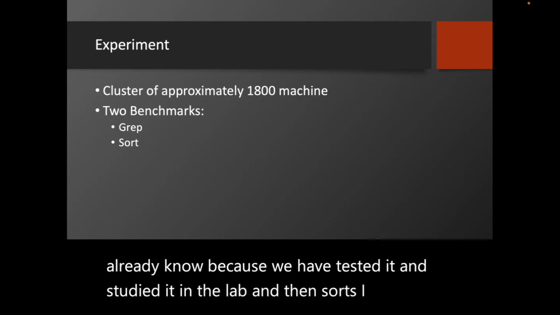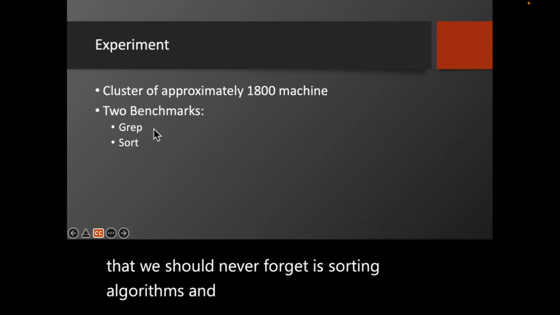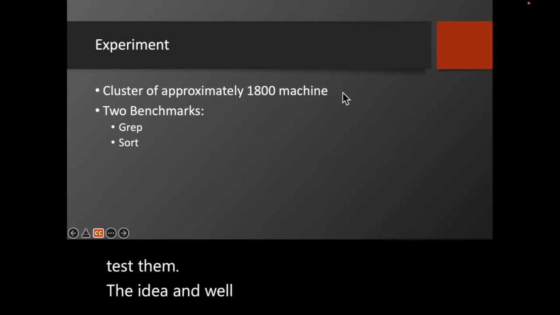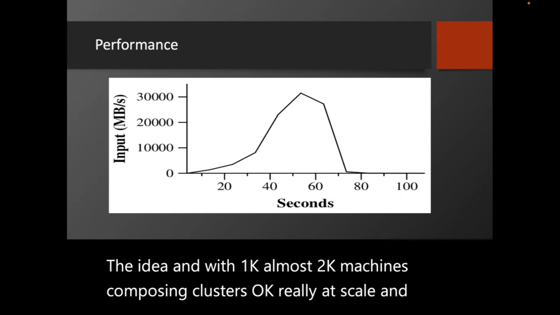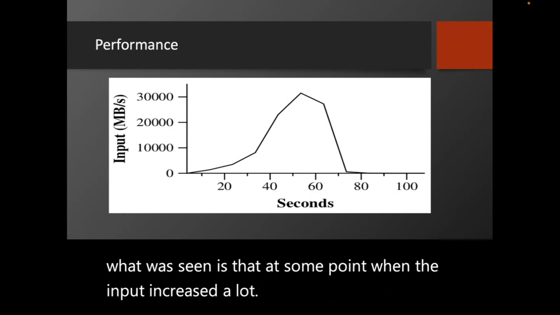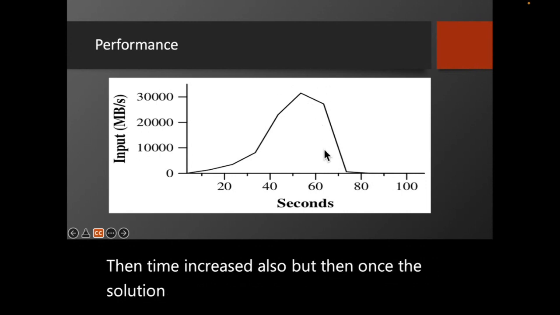Sorting is something that we learn in algorithmics and that we should never forget. So sort was used in order to test the idea, and well, with 1K, almost 2K machines composing clusters, really at scale. And what was seen is that at some point, when the input increased a lot, then time increased also. But then once the solution was stabilized, the execution time decreased a lot.